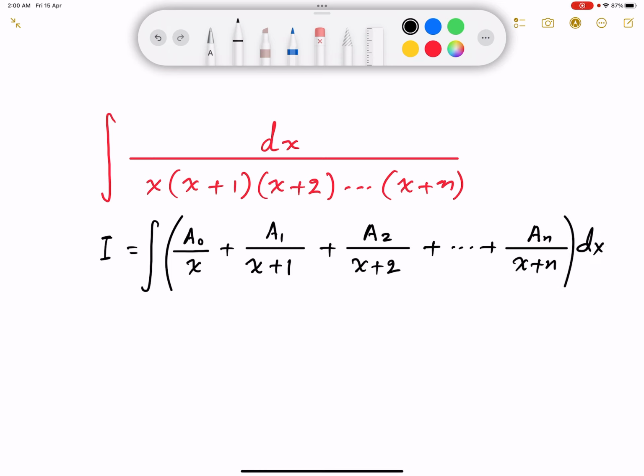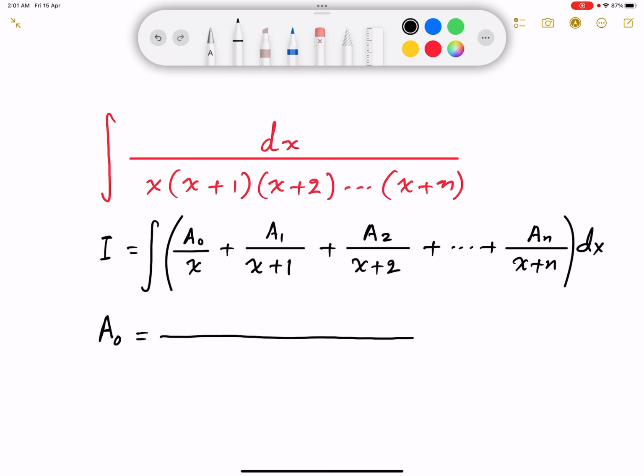Now, how can we solve for the constants a0, a1, a2 all the way to an? There's a very simple way. To solve for these constants, a0 can be solved directly by taking out x from the original expression and evaluating everything else at the root of x, which is basically 0. So that's what we're going to do here.